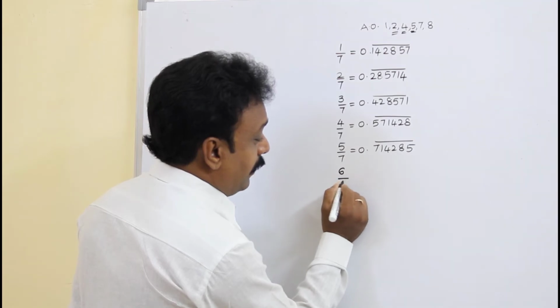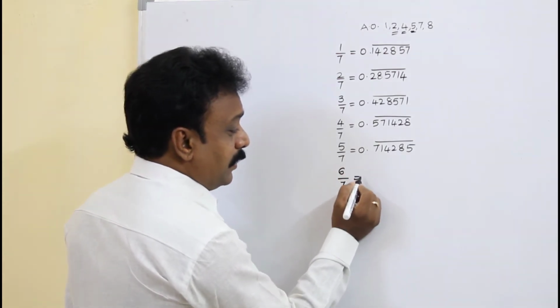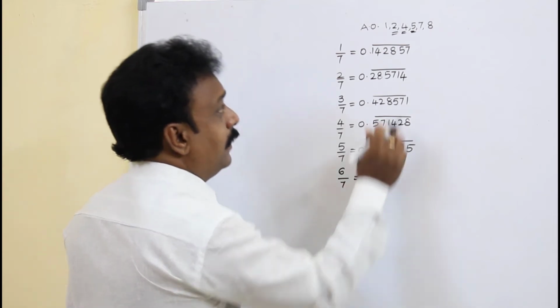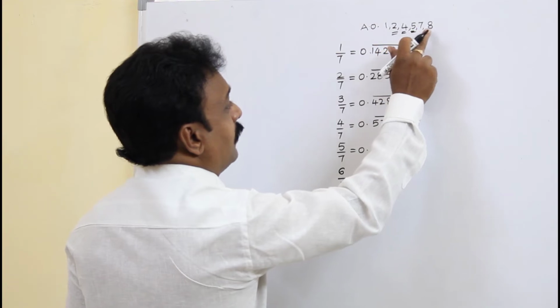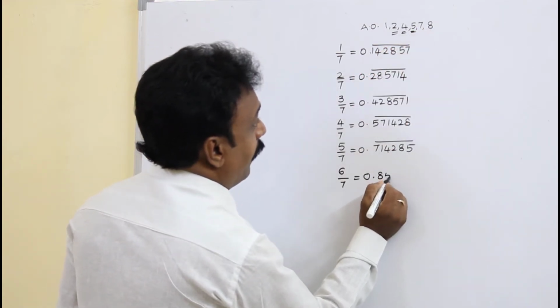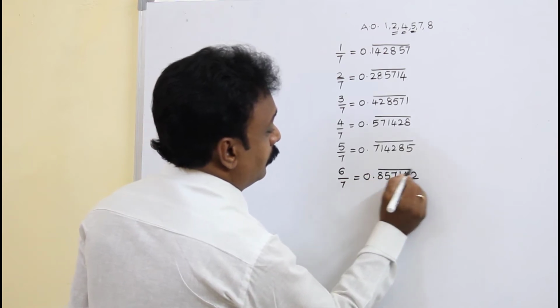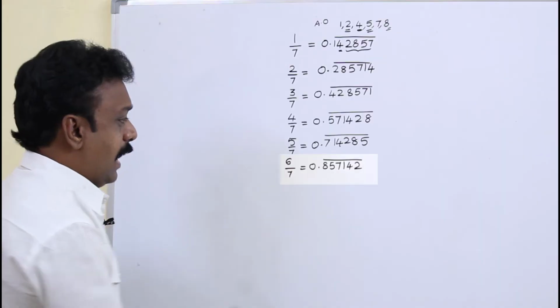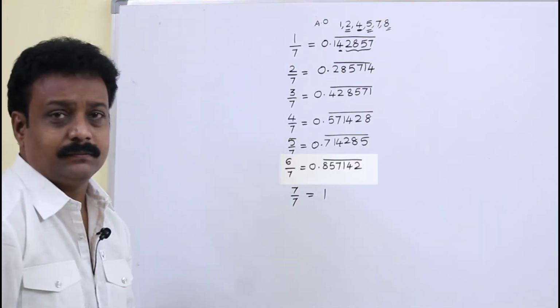6 by 7 is equal to. Since 6 is less than 7, we start with 0. The sixth smallest integer: 1, 2, 3, 4, 5, 6, 8. So we start here: 8, 5, 7, 1, 4, 2. Next, 7 by 7. You know this is equal to 1.